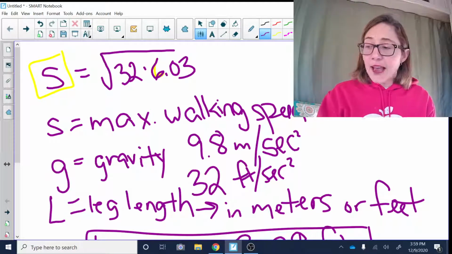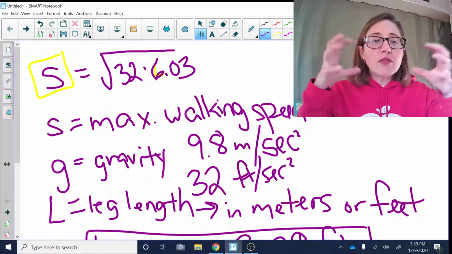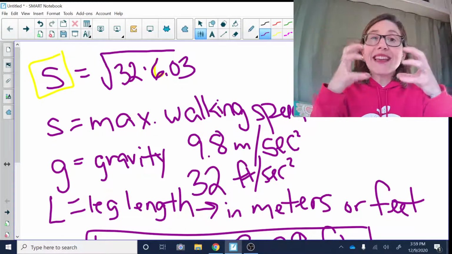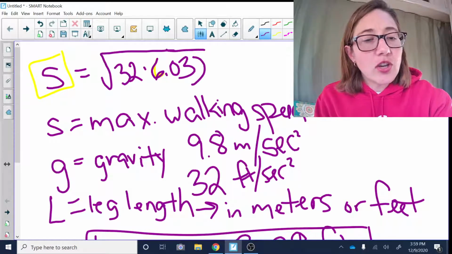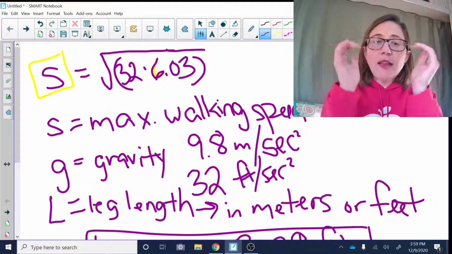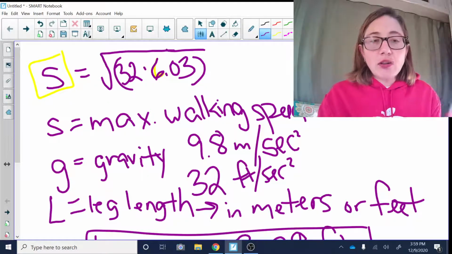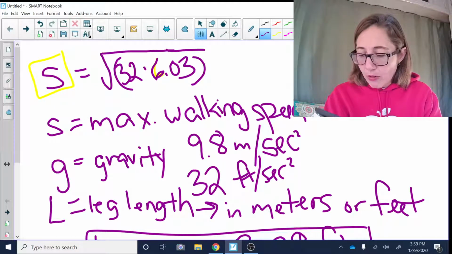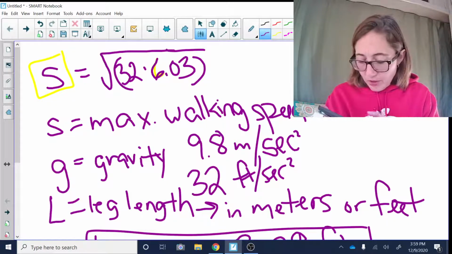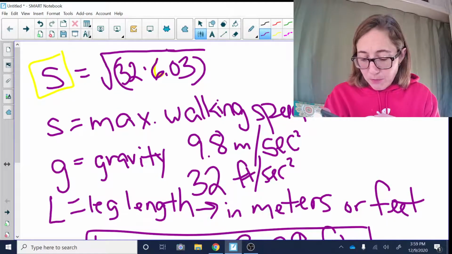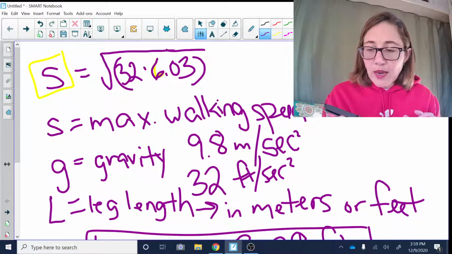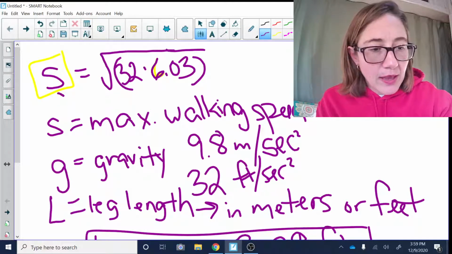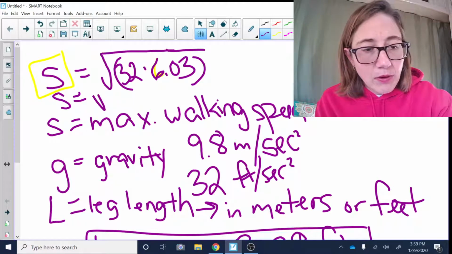Okay, so this is what I need to calculate. Since the 32 times 6.03 is all together under the square root sign, it's kind of like there are understood parentheses that you have to do that first, and then you do the square rooting. So I'm going to calculate that real quick on my handy dandy calculator. So 32 times 6.03, I get 192.96.